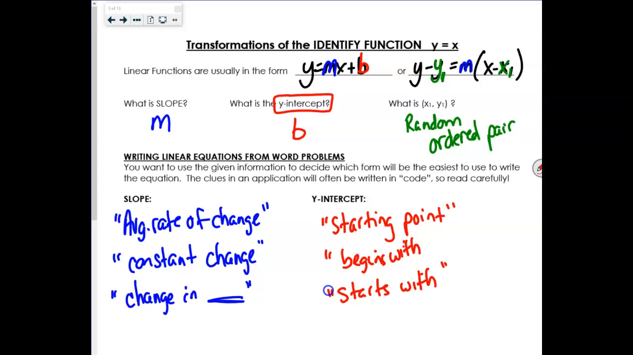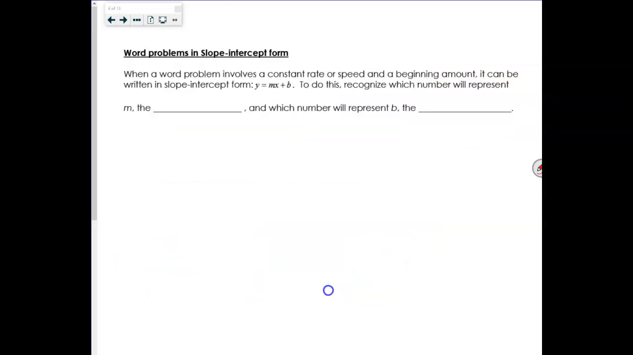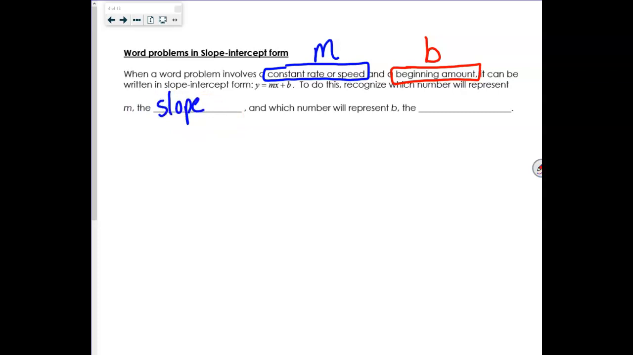So, you guys already kind of answered this for me. But right here it says, sometimes your problems involve constant rate or speed, which is representative of your slope. And then it'll talk about a beginning amount, which is representative of your y-intercept. So they just want you to fill in those words right here, where m represents the slope and b represents the y-intercept.